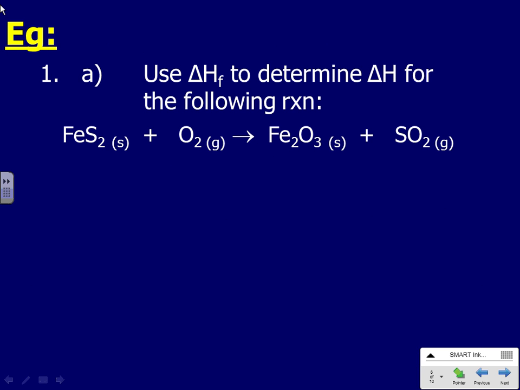So now you need that table, because the table is where you're going to get all the delta HFs. The homework I'm going to give you out of the textbook, they've got their own little table built into the textbook, close to where the questions are. It may not be exactly the same as this table, but you could use this table as well. On a test, I either give you the delta HFs in a little table, or I simply let you use this table, the one that I've given you.